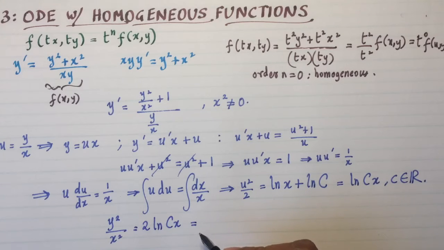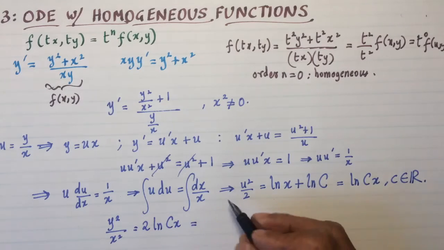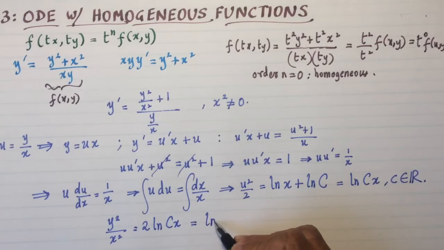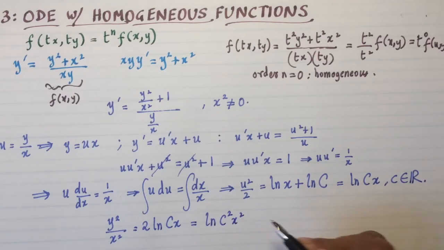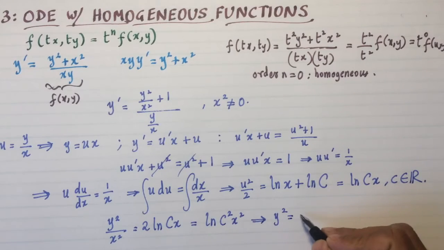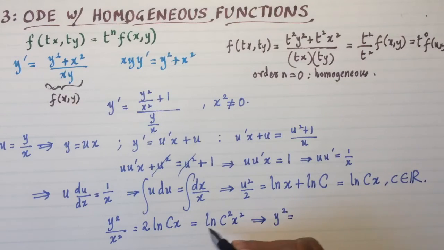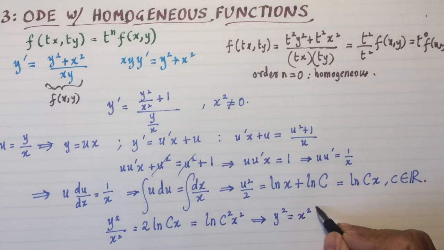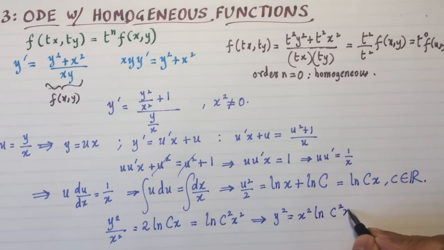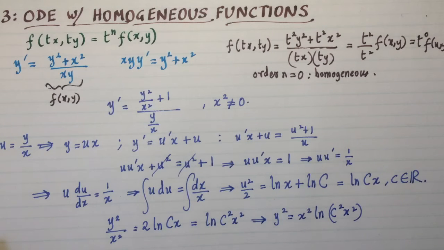And what I can do is I can move the 2 inside, so I get ln c squared x squared, okay, and that gives me y squared equals x squared ln c squared x squared. So that's the solution of this differential equation. And because x squared is not 0, we don't have a problem here.